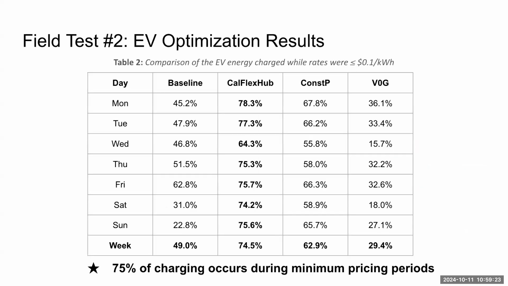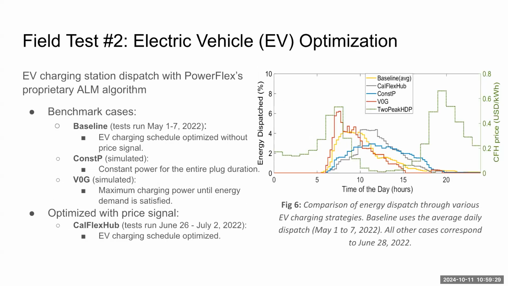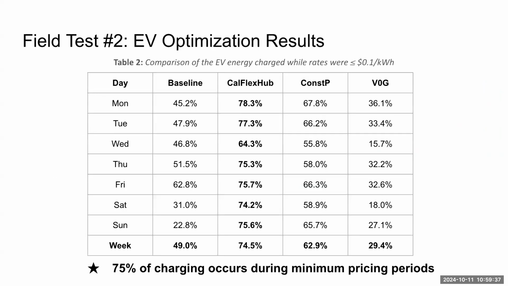Here's another way to put that. Here we're listing what fraction of charging occurred during the low price period. So the low price period is this period here. So how much charging occurred during that period. And so about 75% of charging occurred in the low price period, meaning this was solar power charging, if you will. Whereas for these other strategies, we see a lot less. V0G, only 30% happened during the low price period.